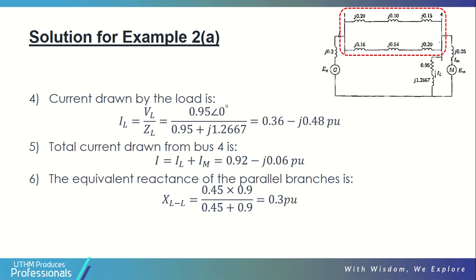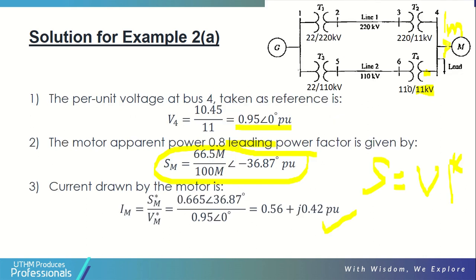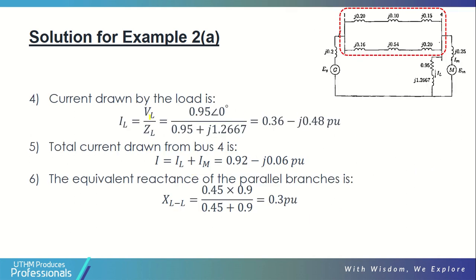Next, the current drawn by the load. We have a voltage, we have ZL, so you can determine the current. This motor and this load are in parallel. What is the value of voltage? We already calculated the voltage in per unit at bus 4, which equals the voltage across the load. So in order to determine IL, the current to the load, IL equals V4 divided by ZL. So you got the current in per unit, this current IL.